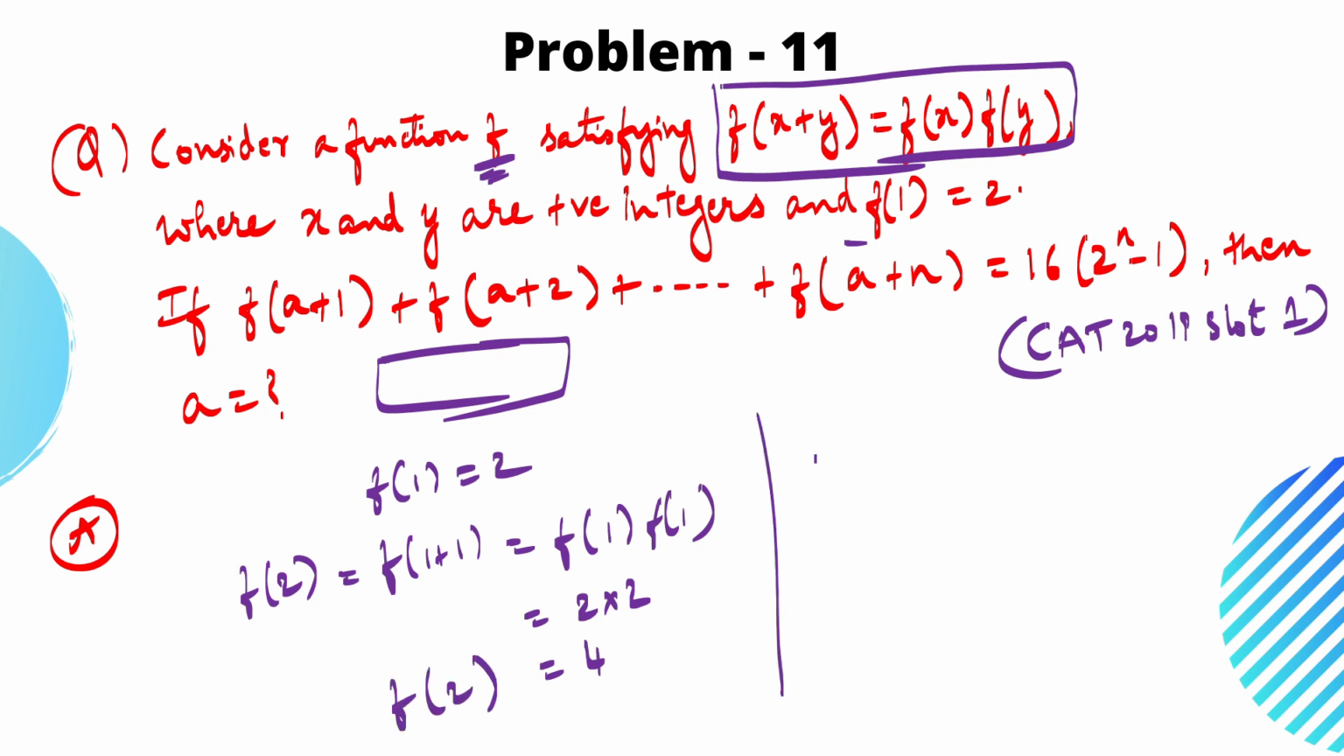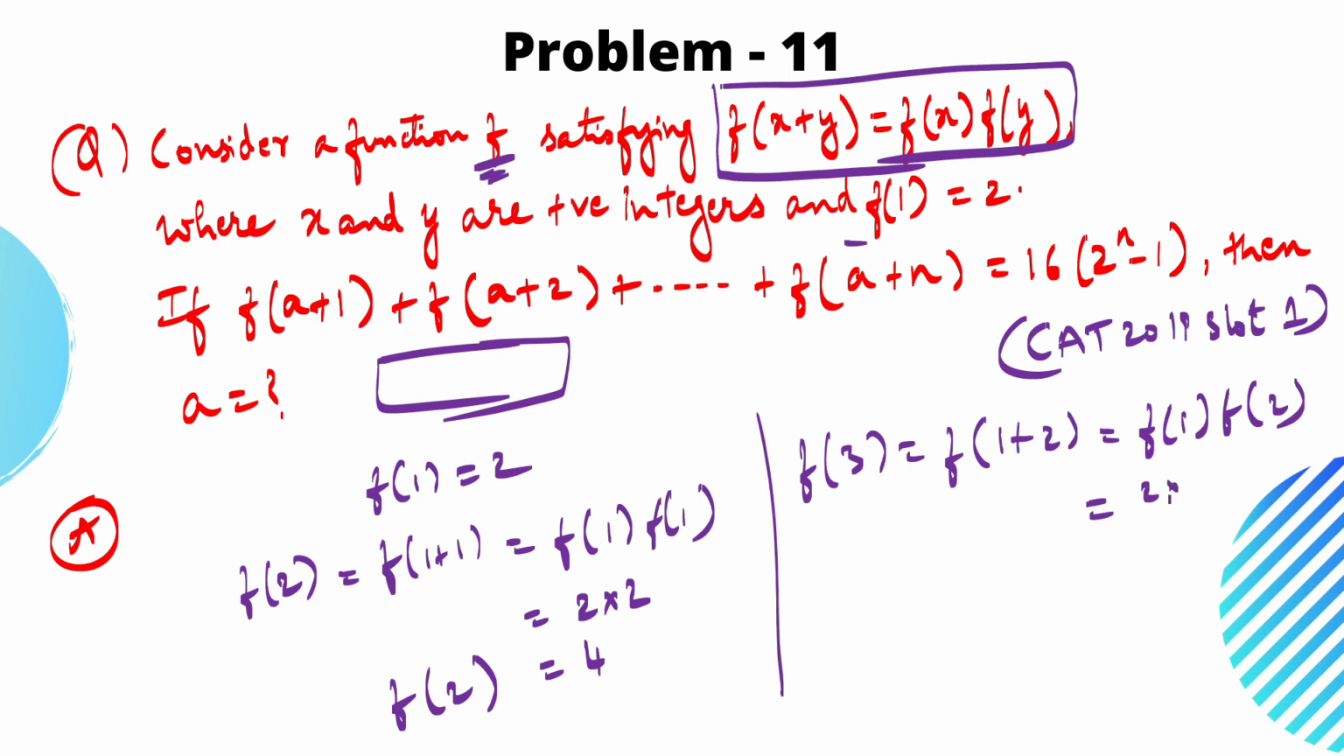Alright. What is f of 3? f of 3 is f of 1 plus 2. This is equal to f of 1 into f of 2. So f of 2 is 4, f of 1 is 2, so 2 into 4 is 8. So f of 3 is 8. So it's a multiplication with 2. f of 1 is 2, that's fine. f of 2 is 2 into 2, f of 3 is 4 into 2. Then what is f of 4? f of 4 is 8 into 2. f of 5 is 16 into 2, and so on.